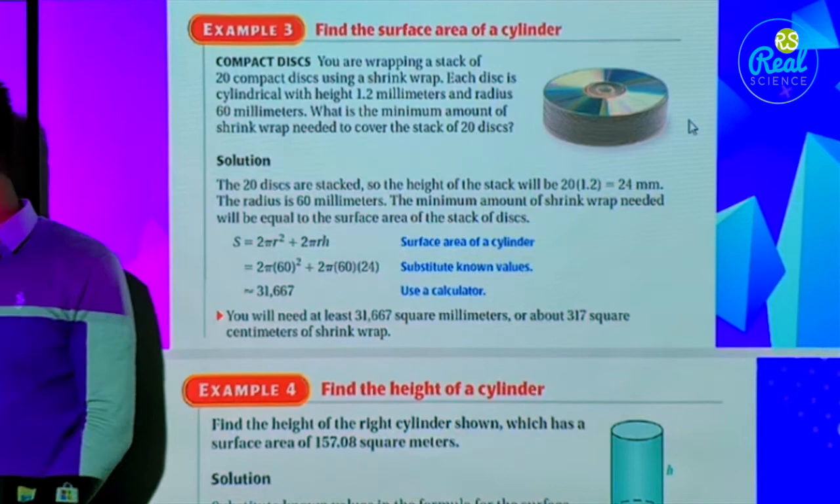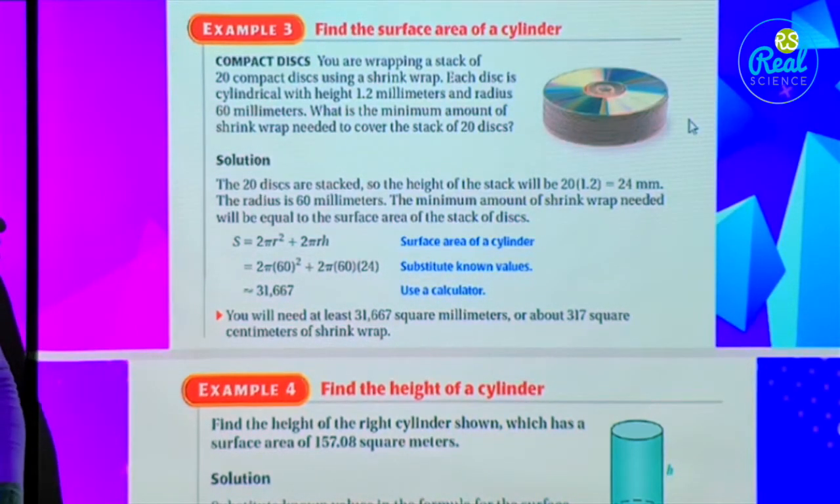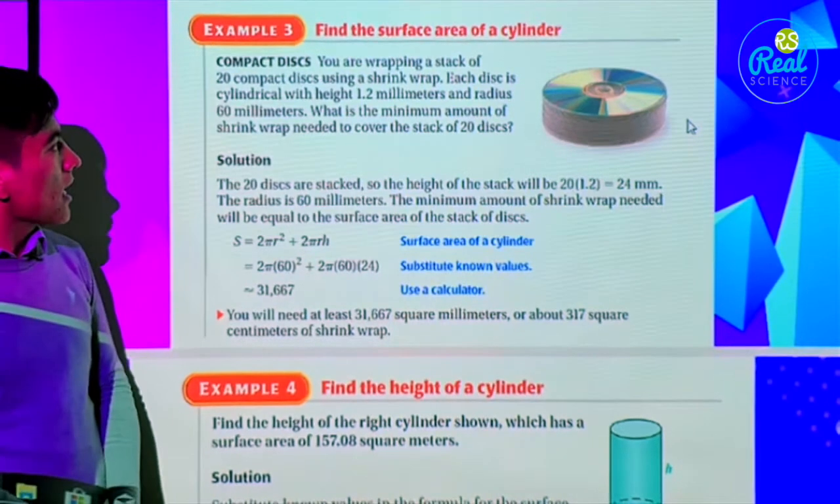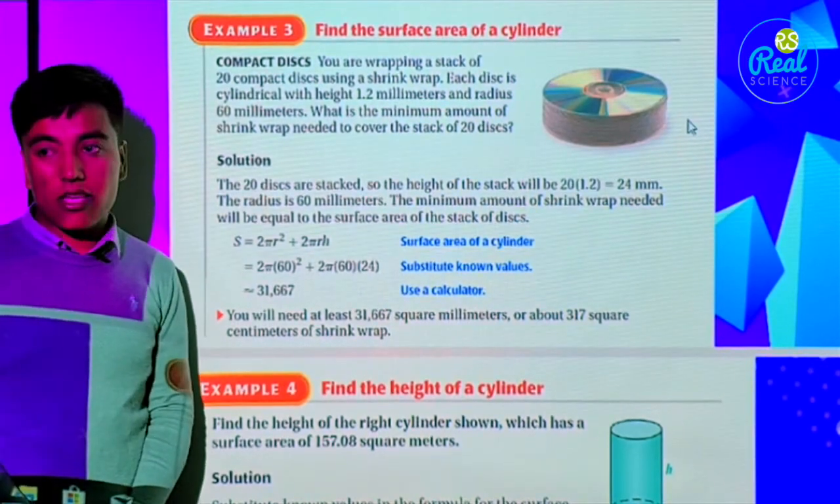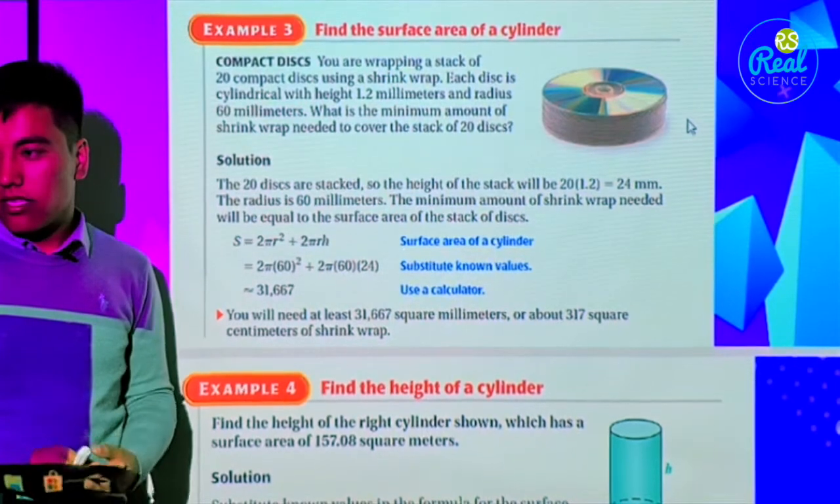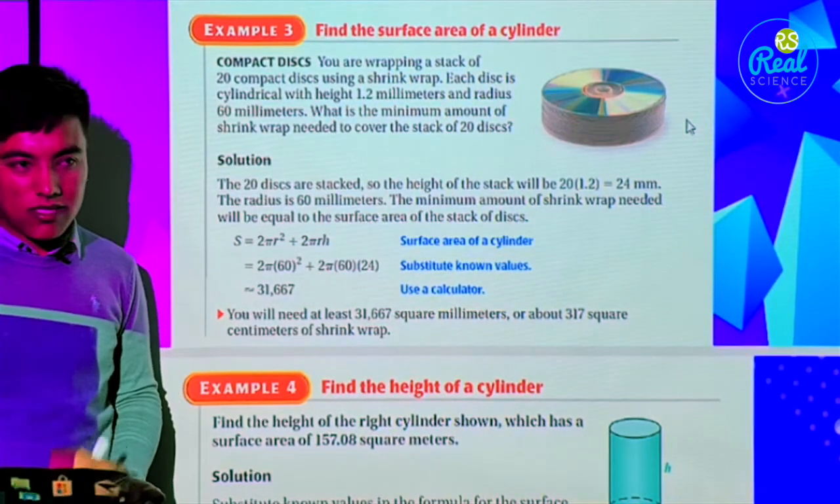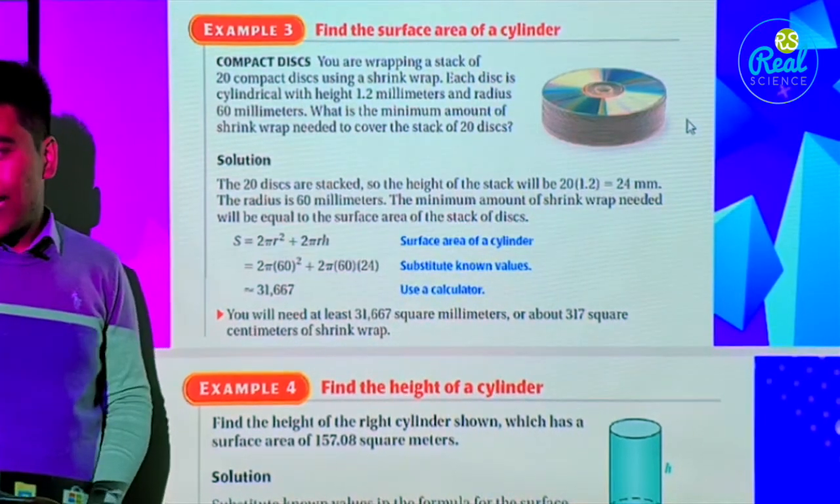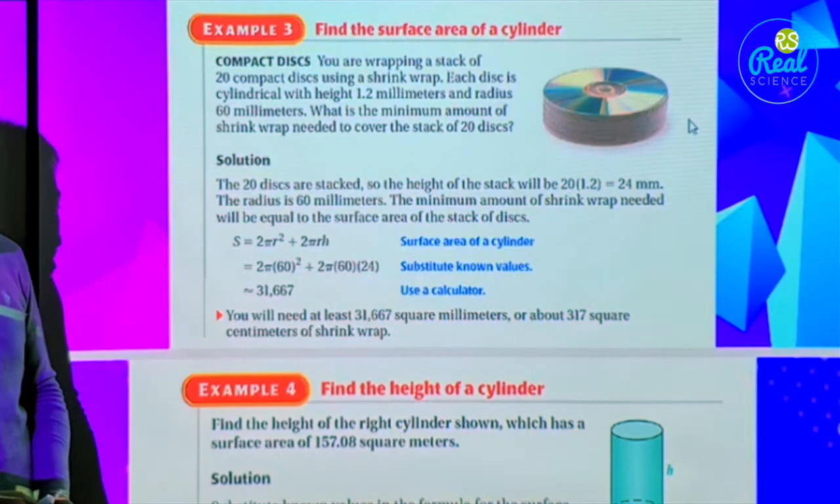Example number 3. Find the surface area of a cylinder. Compact discs. You are wrapping a stack of 20 compact discs. What does it mean, stack? Stack, batch, these are just a group of discs, that's it. Stack or batch means a group of discs, okay?